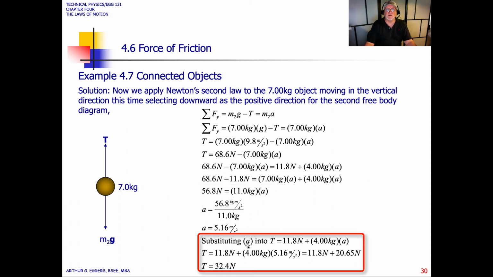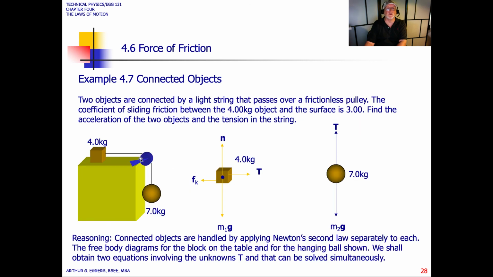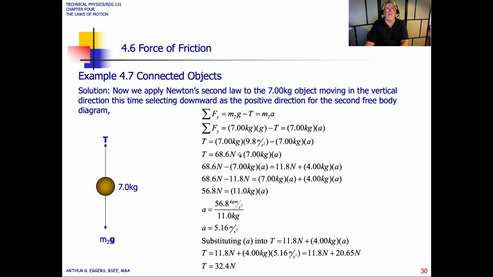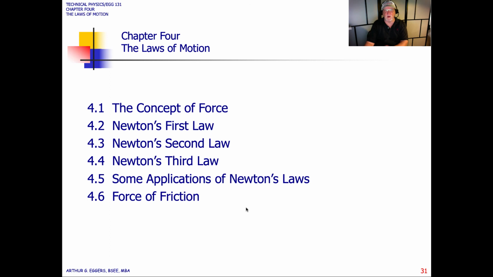So now substituting the acceleration into our relationship, tension is equal to 11.8 newtons plus 4 kilograms times the acceleration. Now everything has a numerical value. The tension then is equal to 11.8 newtons plus 20.65 newtons, or 32.4 newtons. So we were able to solve for, knowing the acceleration common across the string here, all of our unknowns in the relationship.